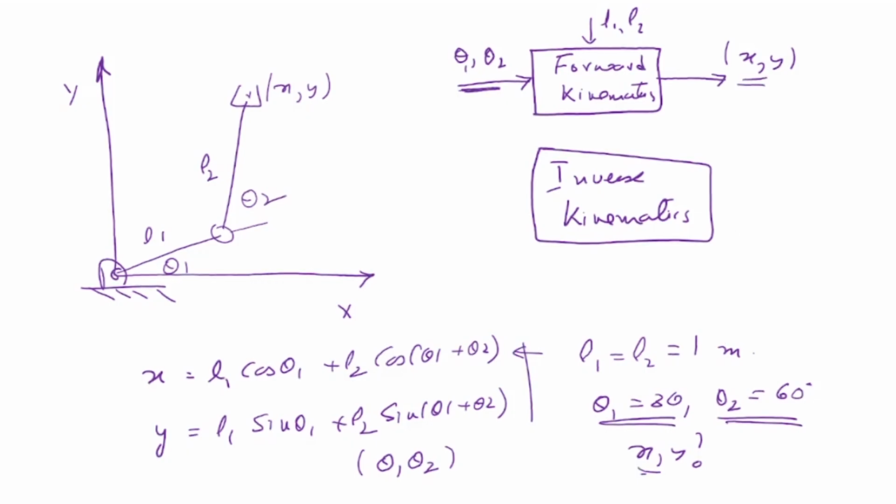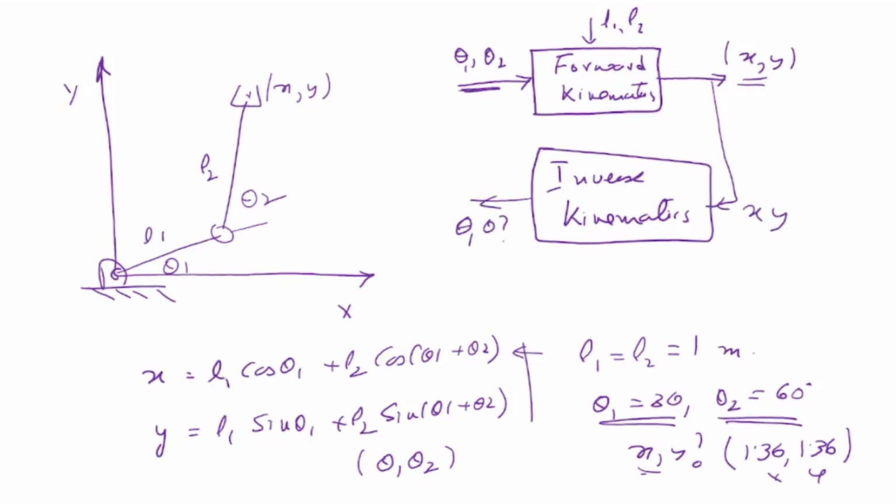In inverse kinematics, which is more important, if I give you x and y, suppose I give you x is equal to 1.36 and y is equal to 1.36, can you tell me what the corresponding thetas are? So this is the inverse problem. Suppose I give you x and y as an input to the system, can you tell me what theta 1 and theta 2 are?